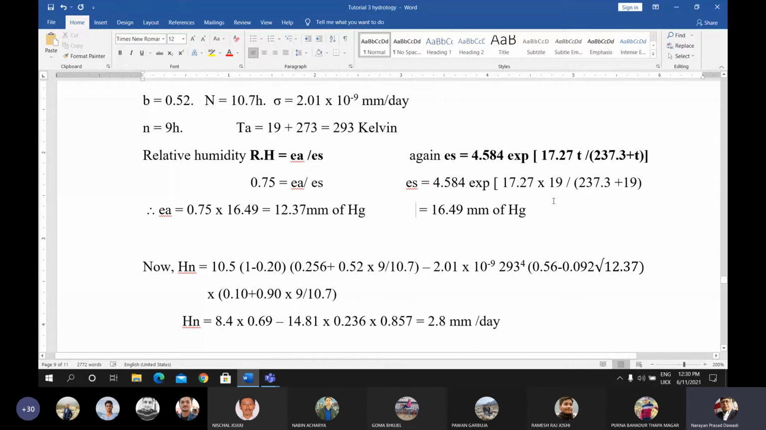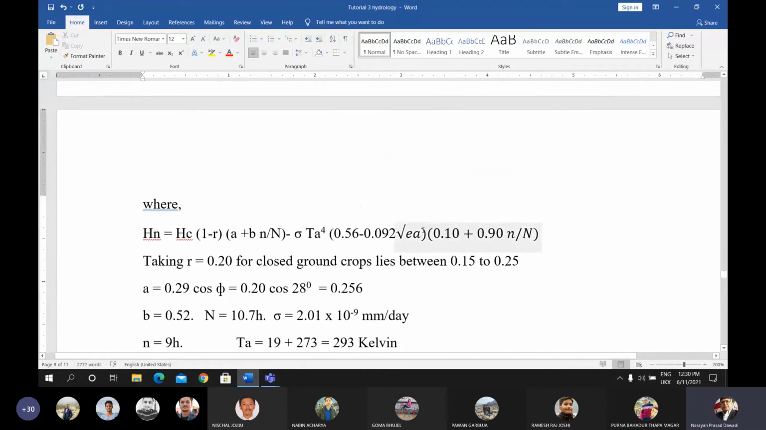After knowing the ES value, relative humidity is considered as EA by ES. The relative humidity of 75% is converted into decimal by dividing by 100, so we get 0.75 equal to EA by ES. ES value is 16.49. Put the value of ES, and you will get the EA as 12.37 mm of Hg. Okay, up to this you know the value of EA.